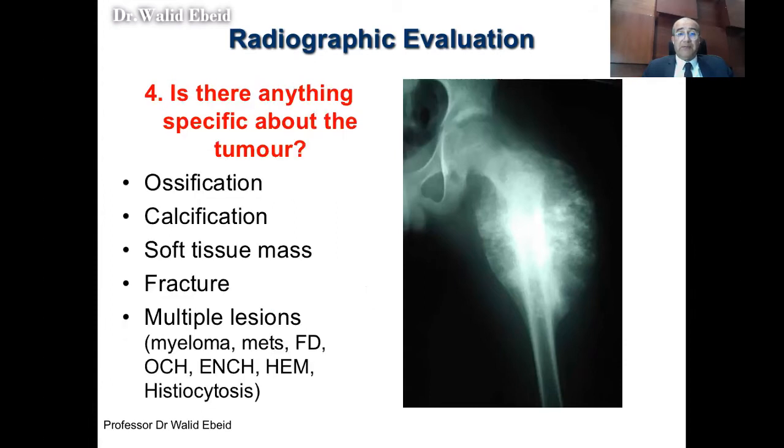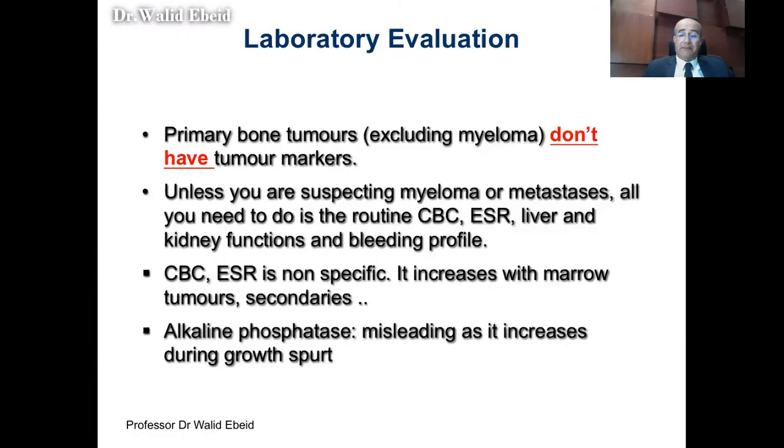The fourth question would be, is there anything specific about the tumor? You see any ossification, calcification, soft tissue mass? Is there any fracture? Are there any multiple lesions in the same bone or the surrounding bones, etc.? And in this case, we will find that there is evident ossification inside the bone and in the periosteal reaction. So this is how we interpret an X-ray.